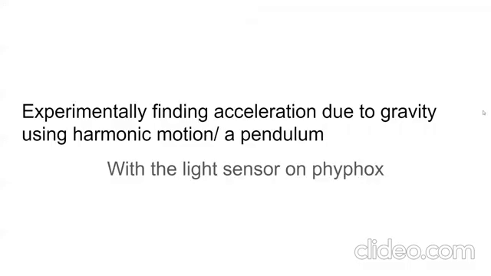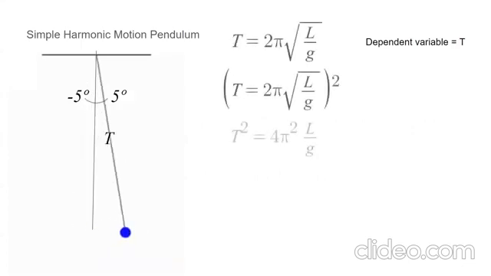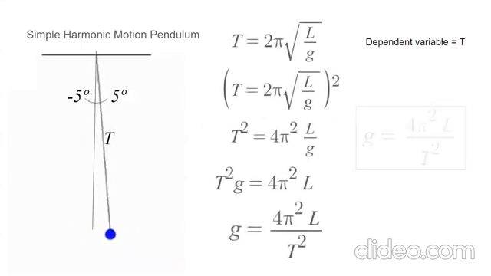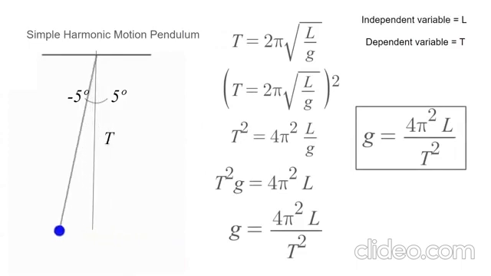In this experiment, we are using the pendulum to find the gravitational acceleration. The light sensor on a phone through the Phyphox app will be used to measure the period of the pendulum. We find that the pendulum is eligible for the simple harmonic formula: period equals 2 pi square root length over gravity. We solve for gravity to obtain the formula gravity equals 4 pi squared times length divided by period squared.